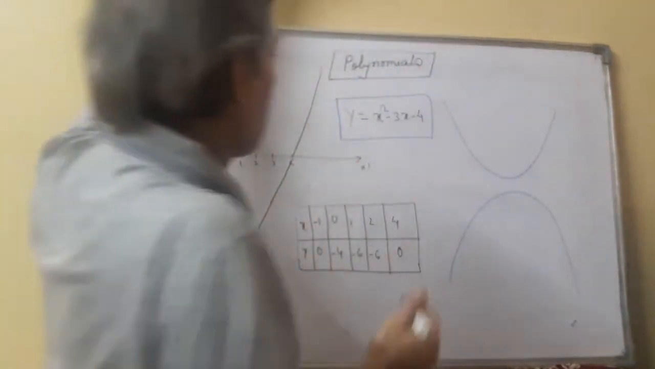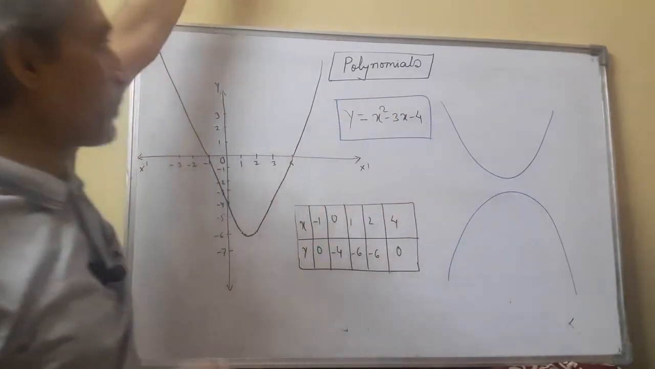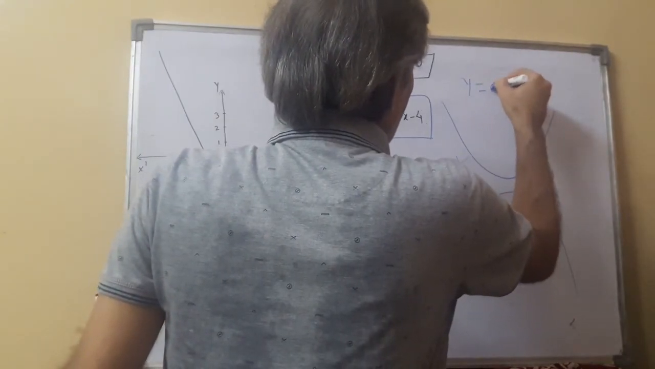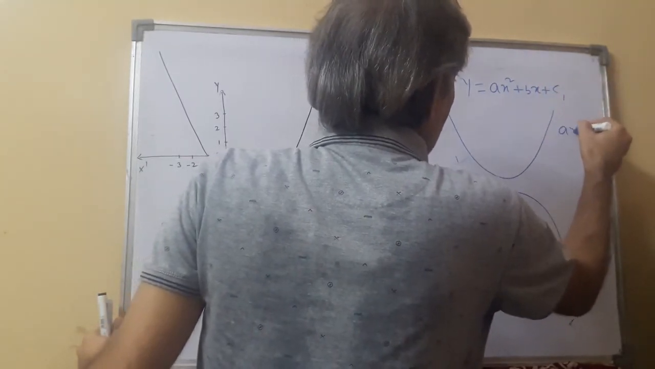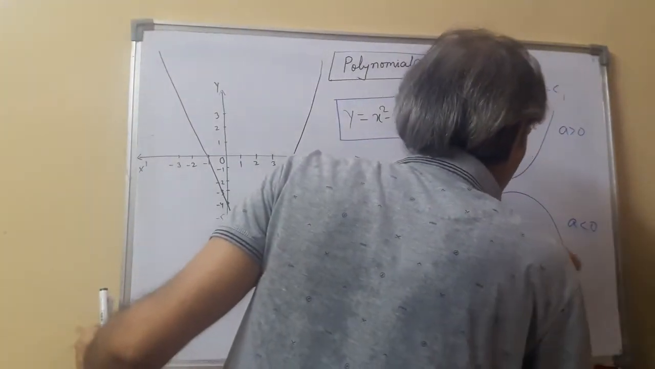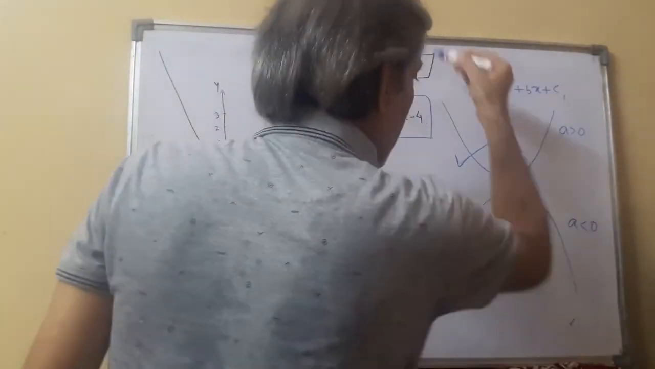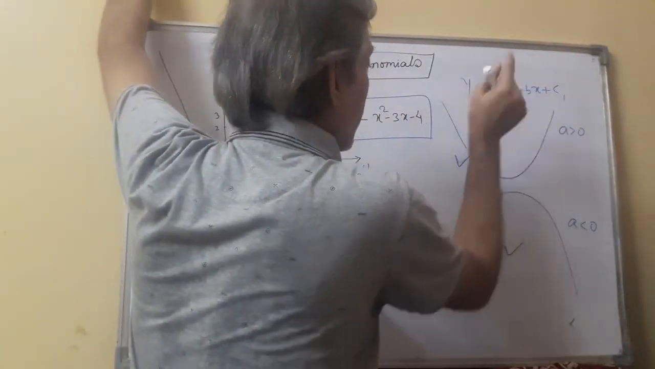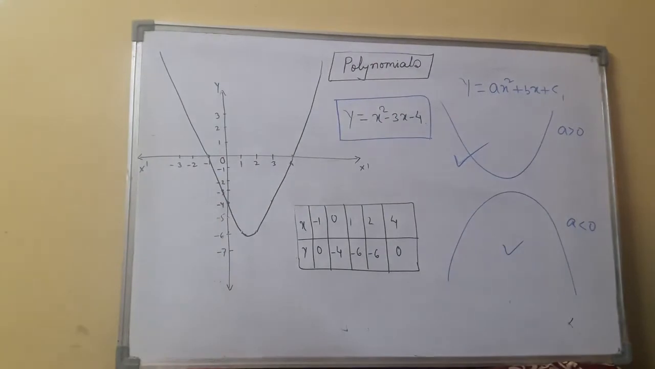How to know this? Just by looking at the coefficient of x square. If the coefficient of x square is positive, it will look like this. Look, the general form is ax square plus bx plus c. If a is more than 0, the graph will look like this, and if a is less than 0, the graph will look like this. You can call it a cup, and this one looks like a cap. Cup and cap. So just by looking at the value of a, the coefficient of x square, you can know the shape of the graph.